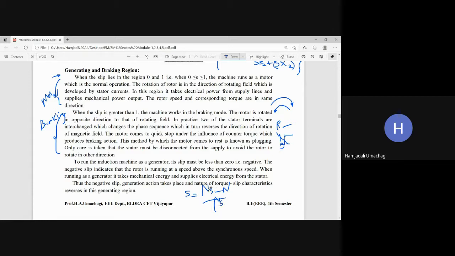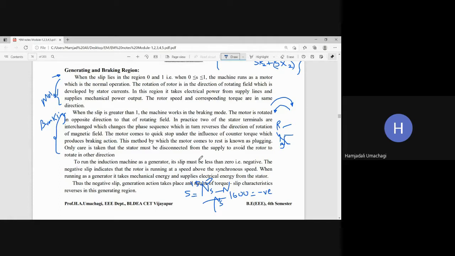Here ns is the constant synchronous speed. Suppose ns is 1500, and we run the induction motor beyond 1500, say for example 1600. Now the difference, 1500 minus 1600, will be minus 100. Minus 100 divided by 1500 means the slip will be negative. So negative slip means the induction motor is now acting as an induction generator.